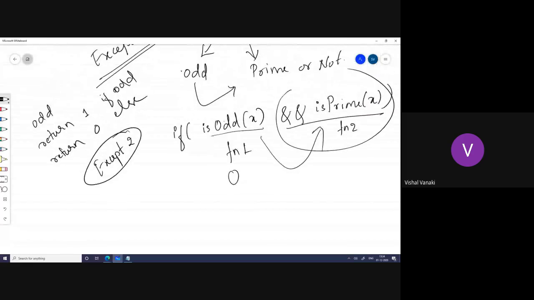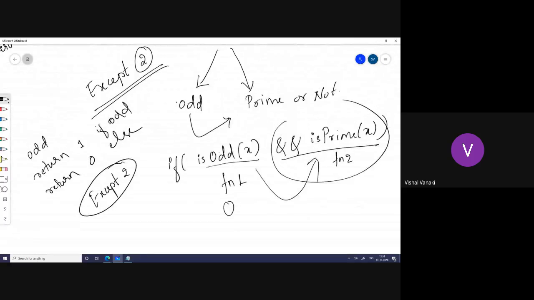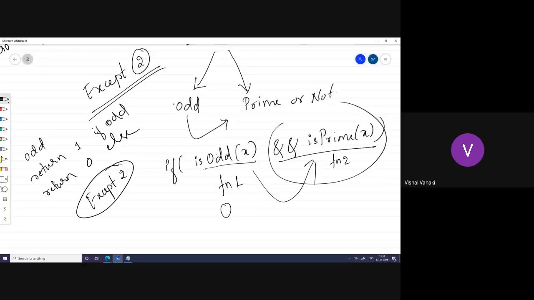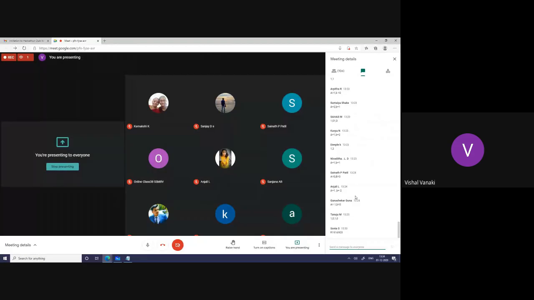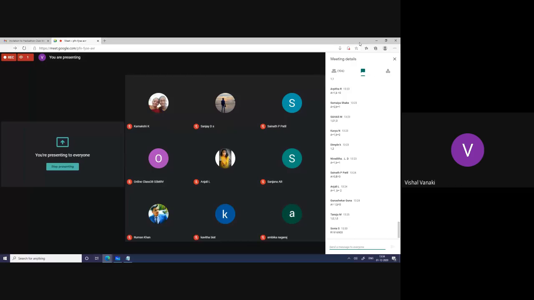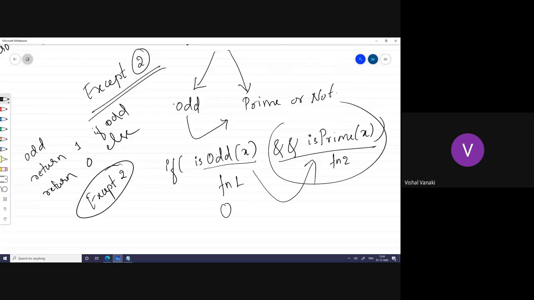Are we clear on this? Are you able to understand how it works? I have to keep checking messages. Okay. Are we clear on this example, how the OR operator and AND operator will work? Right? Yes, sir. Thank you, Arvind. Yeah, I saw the messages now.